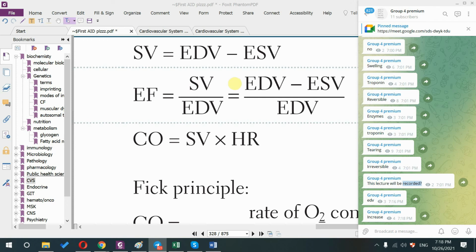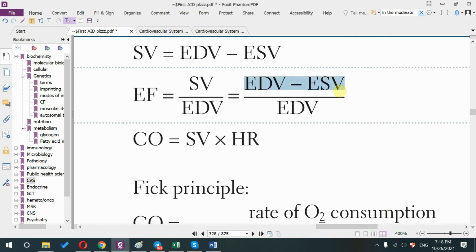So the ejection fraction is calculated as follows: the stroke volume, and here we have the end diastolic volume, still the same thing. So it's the amount of the blood that went outside of the heart during that one beat divided by all of the amount of the blood that the heart can fit during its maximal capacity at the end of the diastole. Okay, we call that the ejection fraction.